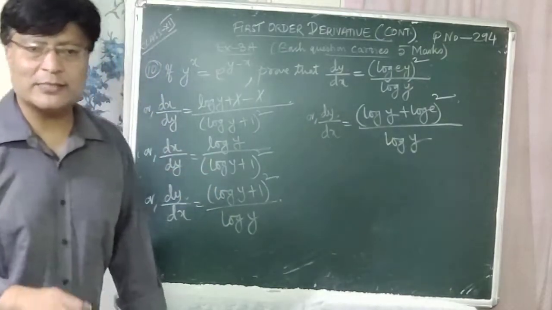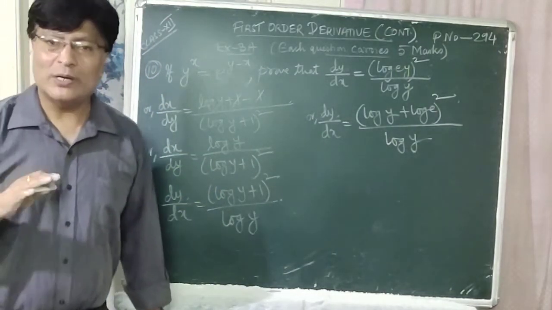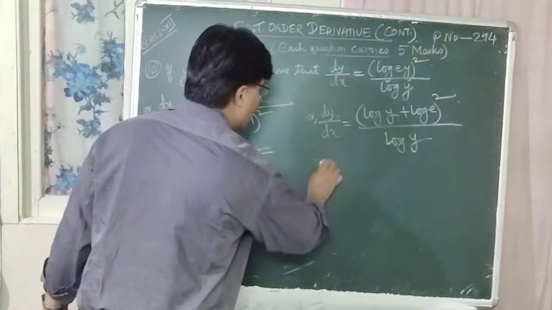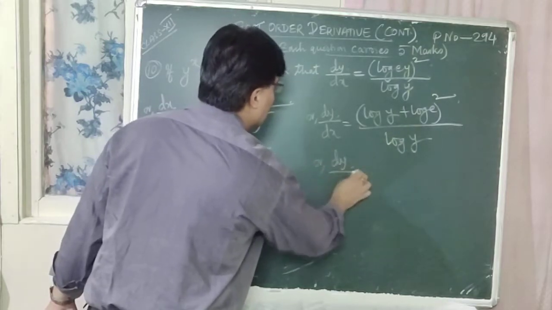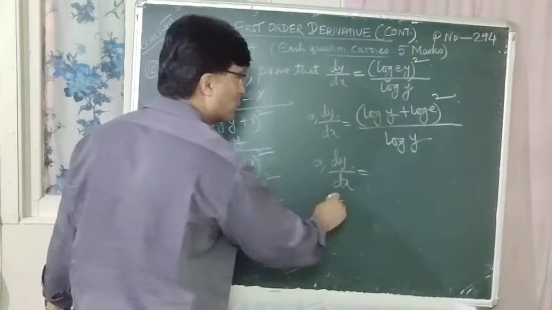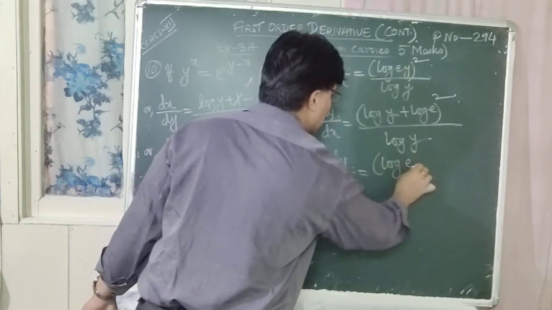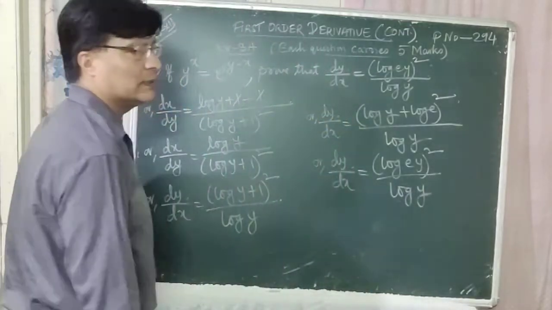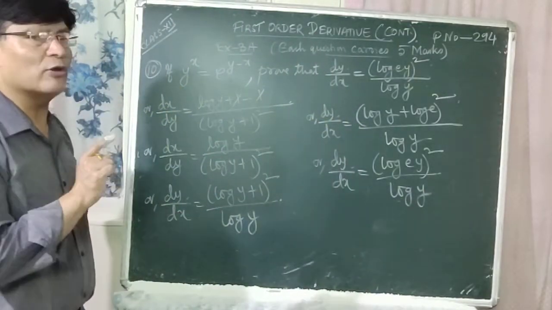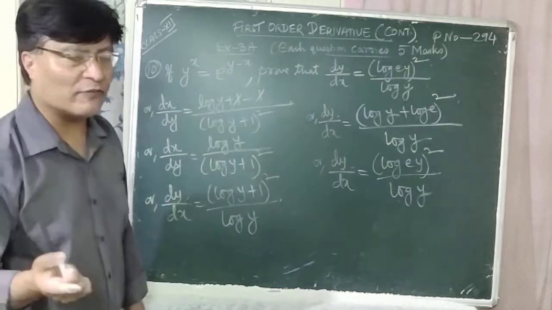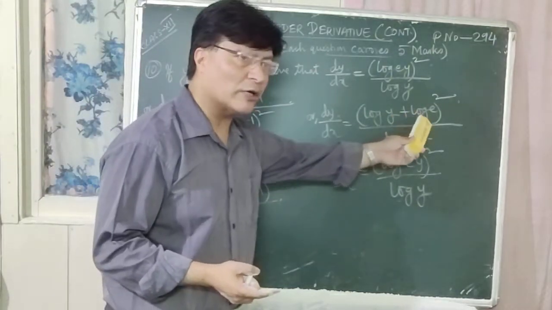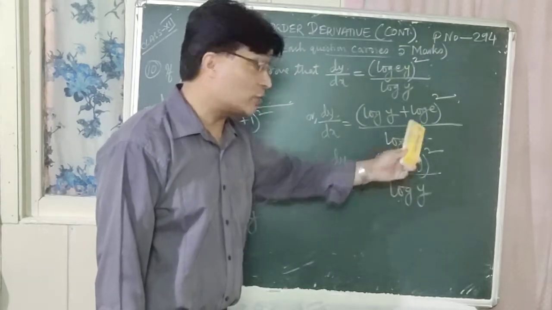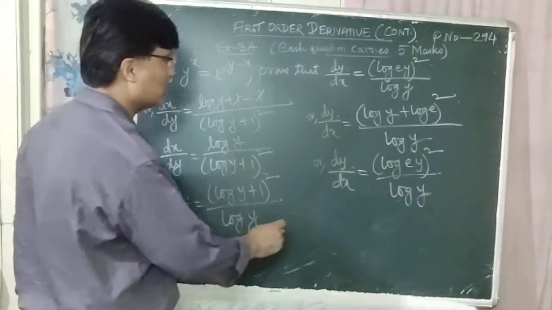Now within the whole square, this is the log a plus log b form. What is log a plus log b? It is log of ab, right? So now we can write dy by dx is equal to log ey whole square divided by log y. That is, log y plus log e, just like your log a plus log b, which is equal to log of ab. Similarly, log y plus log e, if you use that property of logarithm, will be log ey whole square divided by log y. So it is proved.